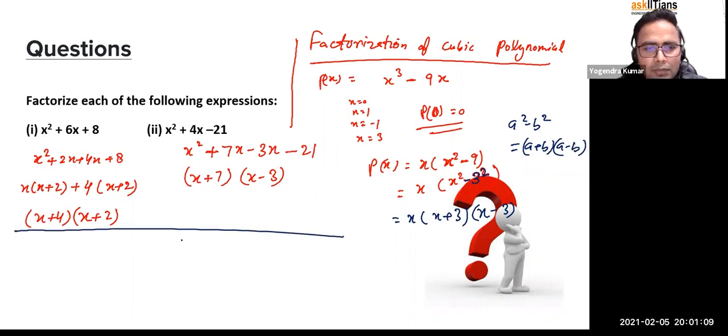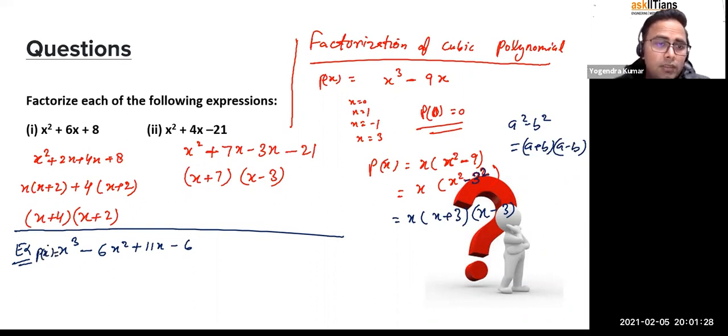First example, okay, let me take the example of a cubic polynomial, which is like this, x cube minus 6x square plus 11x minus 6. Let me take this. This is my p of x. Now, how to do this, right? This is the question now. How to do this? How to proceed?